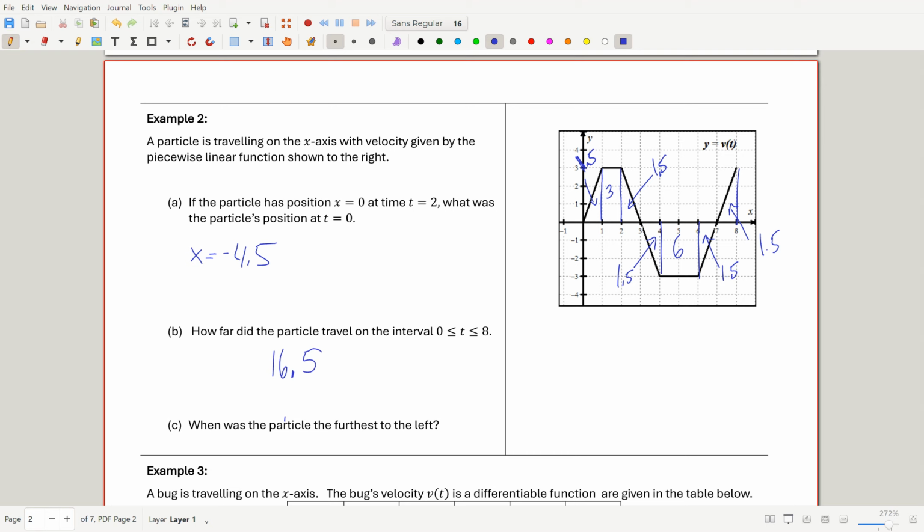When was the particle furthest to the left? What's that? At t equals 7. How are you sure that it's t equals 7? It is the absolute minimum. It is the relative minimum, but how do you know it's the absolute minimum? We do know the starting point. Oh wait, now we do. Yeah. Well, it decreases more than it increases. Right. So you really have to think about what we're really doing here on this one.